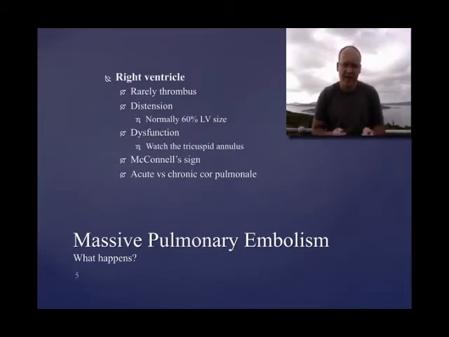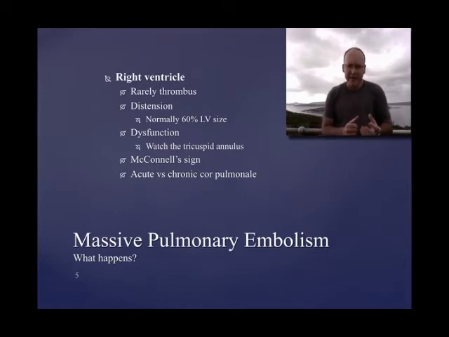Next we go up to the heart, and you start by looking at the right side of the heart. You look at the right ventricle. Is there thrombus in it? Occasionally you can see thrombus floating through the right atrium and right ventricle. Normally the right ventricle is about 60% or 2/3 of the size of the left ventricle. Is the right ventricle big and distended? Is the right ventricle working?